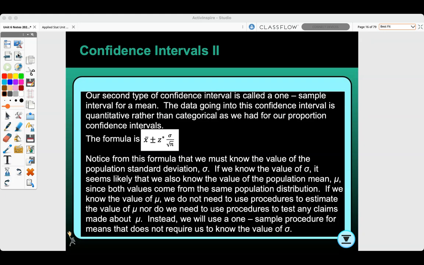Instead, we will use a one-sample procedure for means that does not require us to know the value of sigma. You may be asking yourself, why don't we use a Z confidence interval for means? And that's because the population mean and standard deviation are unknown.